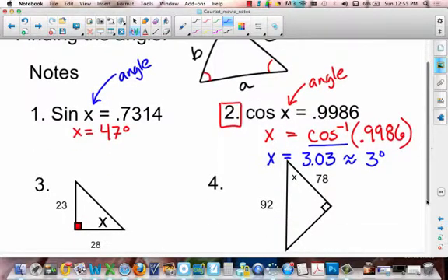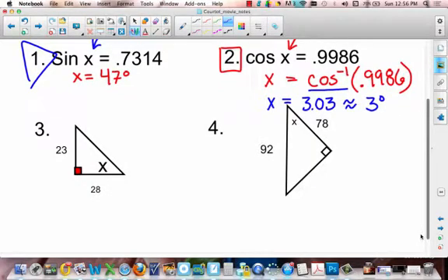Okay. So two different ways. Number 1 is just using the table here and scanning, and number 2 is using the calculator, taking the inverse of both sides. So if I take the inverse of cosine x, you're just left with x. Anytime I take the inverse, I'm just going to be left with x here, and then the cosine inverse of 0.9986, and you're left with that 3 degrees. So this is finding the angle.